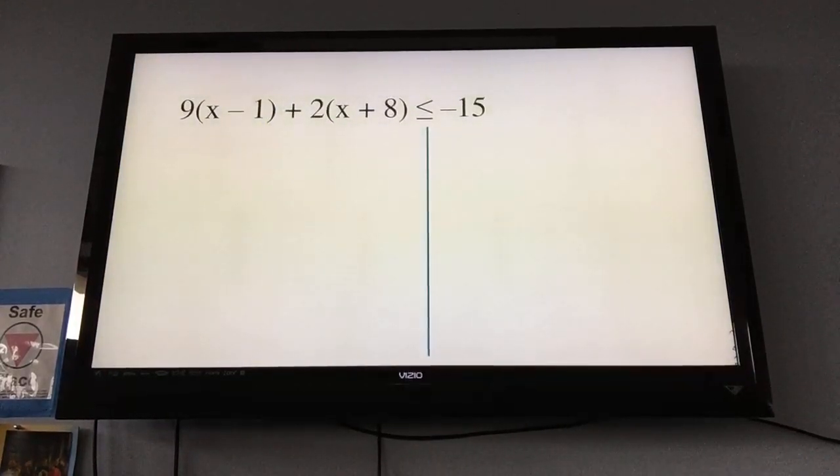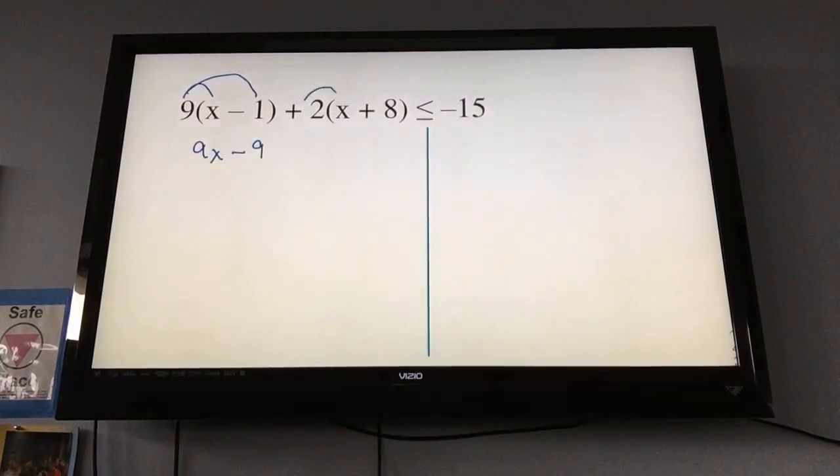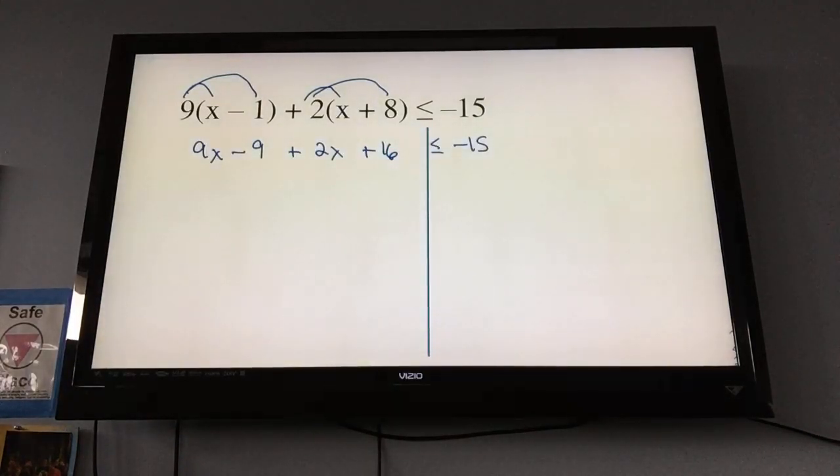Okay, step 1 would be what? Multiply. Get rid of those parentheses. So 9x minus 9, and then positive 2 times x, positive 2 times 8, less than or equal to negative 15. Right? What's my next step? Combine x's. Combine your like terms. I love the language there. Correct mathematical words.